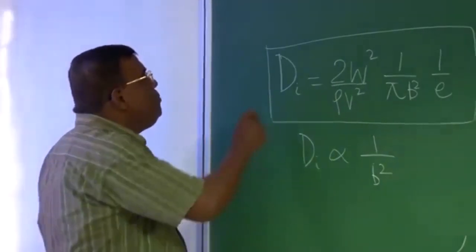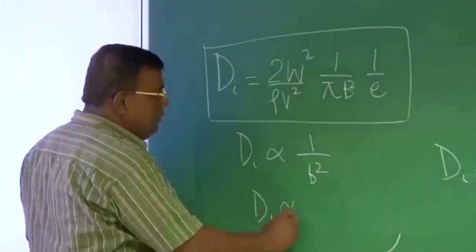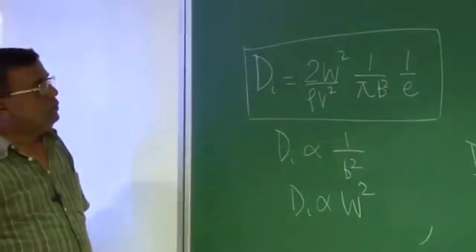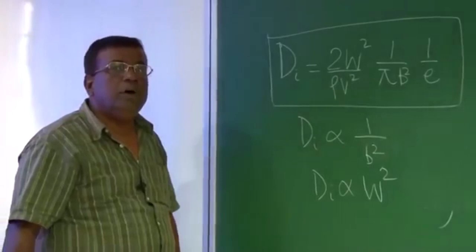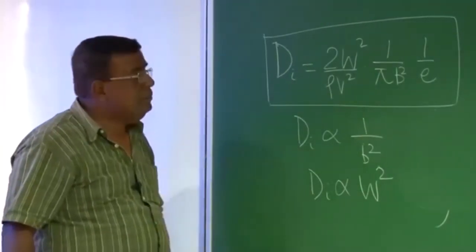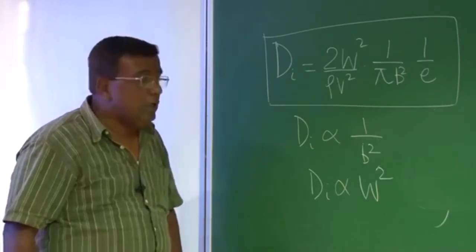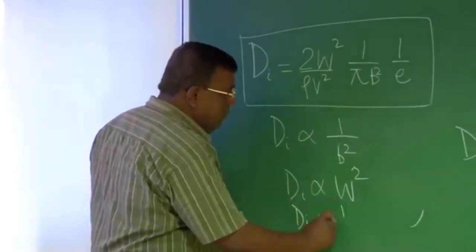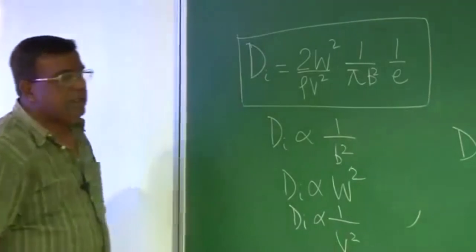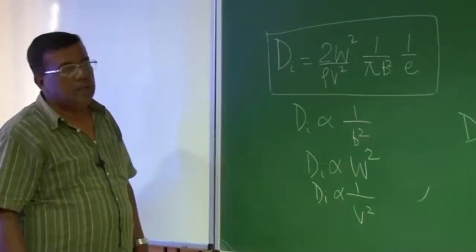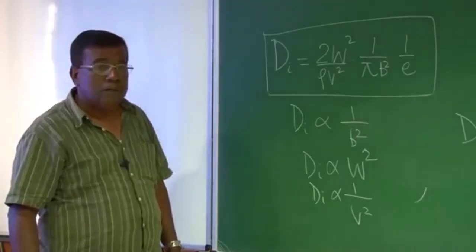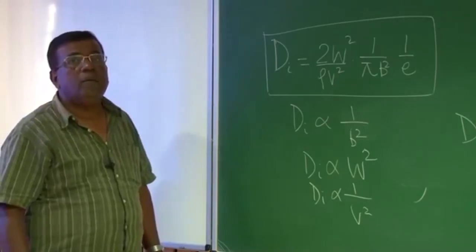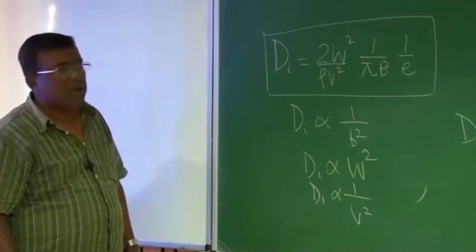What is another observation? That DI is proportional to W square. So if the weight is more, your induced drag will also be more. Please see this expression. Naturally, because weight is more, you require more CL. And this also says DI is proportional to 1 by V square. So as speed is increased, induced drag will reduce. Understanding is very simple. Airplane performance 1, you have seen to maintain level flight, if speed is higher, then CL requirement will be less, and induced drag is proportional to CL square.